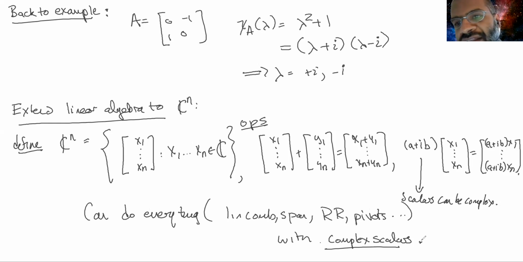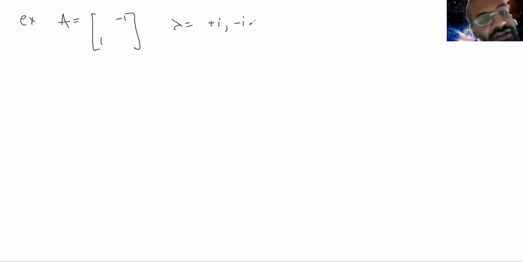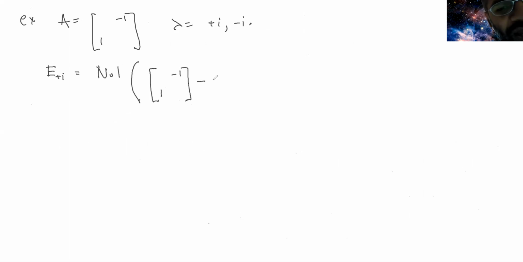So now I'm going to highlight this with my example up here, right? The example we've been looking at. So in our example, we have eigenvalues. How do I find the eigenvectors? Well, I do the same thing. I find the null space. The matrix A minus i times identity.